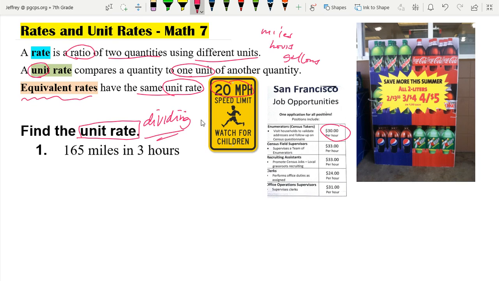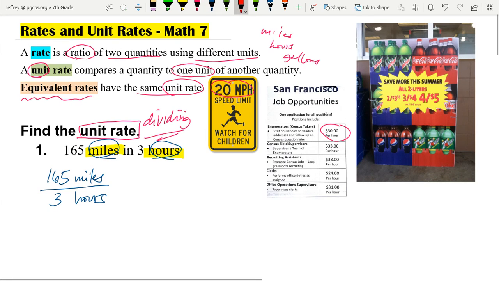Number one says 165 miles in 3 hours. Notice the units of measure used would be miles compared to hours, right? So we have 165 miles. It's very important when we write our rates that we include the units of measure so that we know what these numbers represent, okay? So 165 miles over 3 hours. So how do we get the unit rate? When we say unit rate, it means 1 hour, okay?